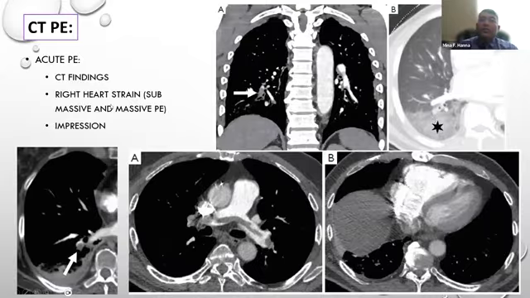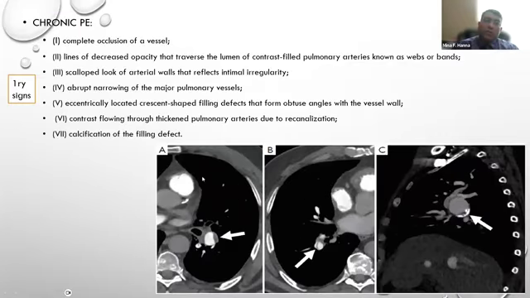If there is right heart strain, we call it submassive pulmonary embolism, because for massive pulmonary embolism, you have to add the clinical part to it to call it massive. So there is clinical instability in massive pulmonary embolism. So don't say massive in your report; submassive is the highest or strongest presentation of pulmonary embolism on imaging.